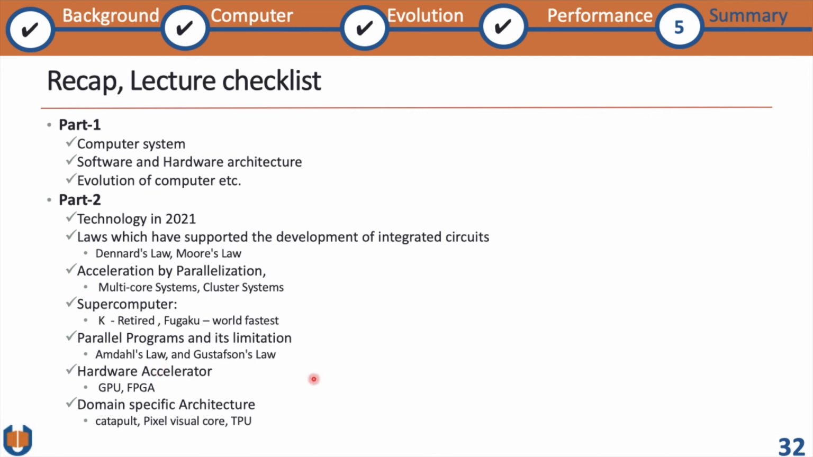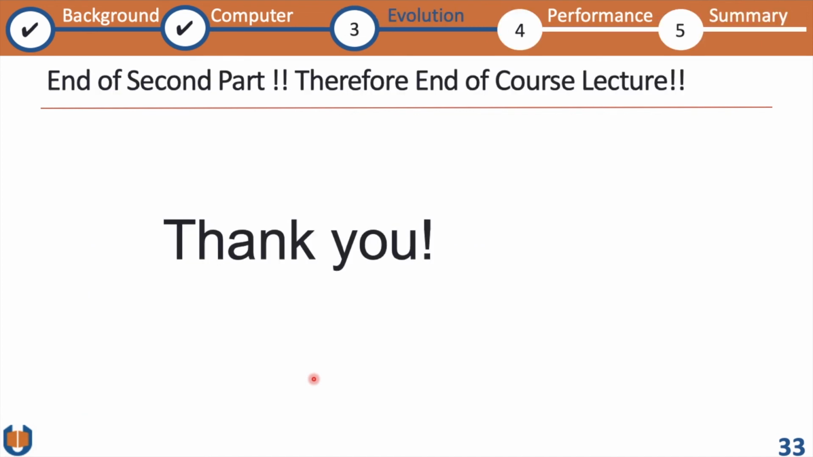Then in parallel programs, we also discussed some limitations from Amdahl's law and Gustafson's law, and we discussed hardware accelerators with both FPGA and GPU. Finally, we discussed some domain-specific architectures: Catapult by Microsoft, and the Tensor Processing Unit by Google. So that's all for your course today. The topic is very researchable, and you can search further on the internet, or study some reference textbooks.